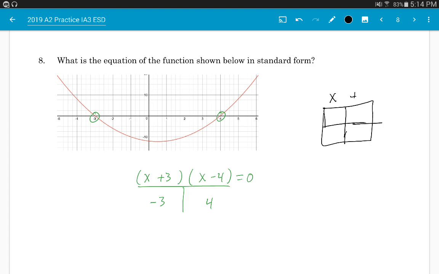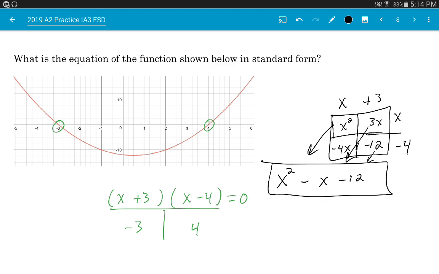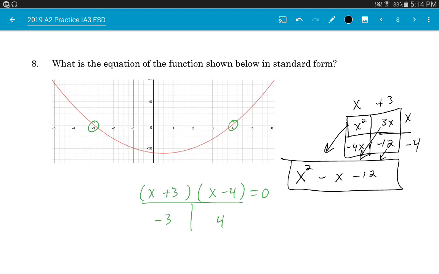I've got x plus 3, x minus 4. When I fill in these boxes, I'm going to get x squared, 3x, -12, and -4x. So when I bring these out, x squared minus 1x, we don't really need to write the 1, minus 12. And that's the equation of the function. To be fair, I should also state either y equals or f of x equals, because that's function notation. But that's the idea.